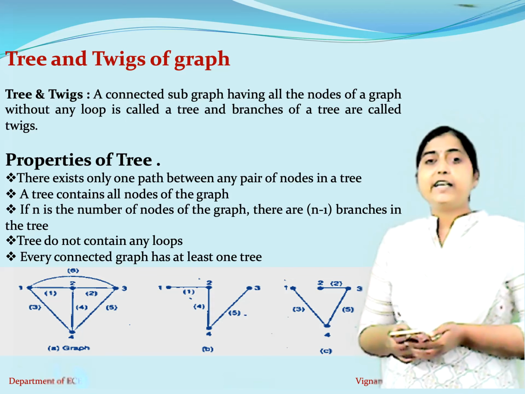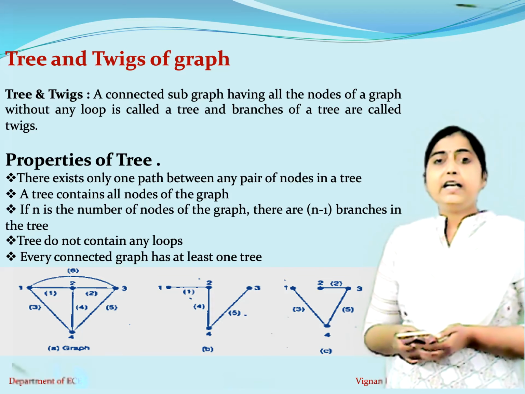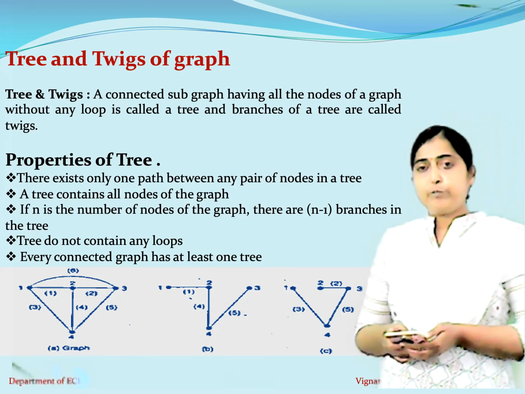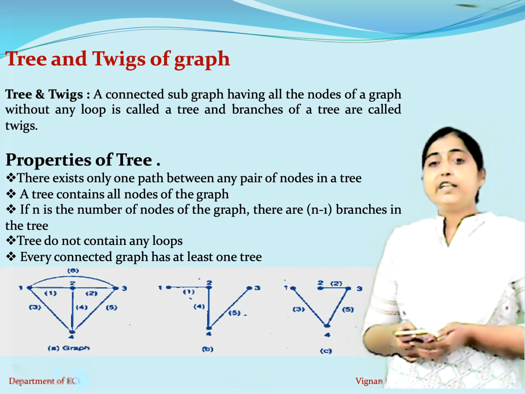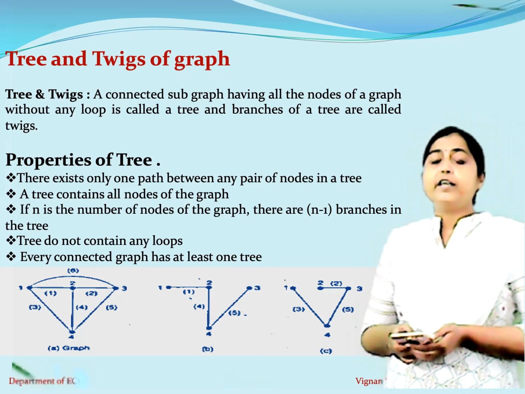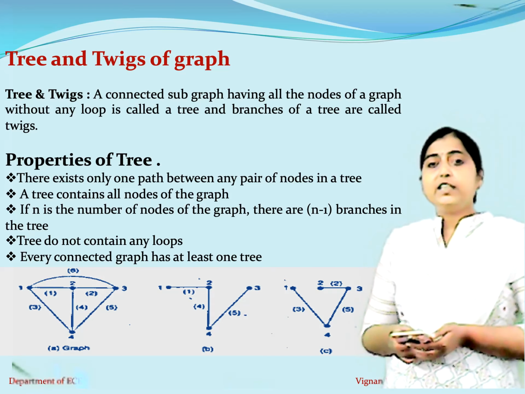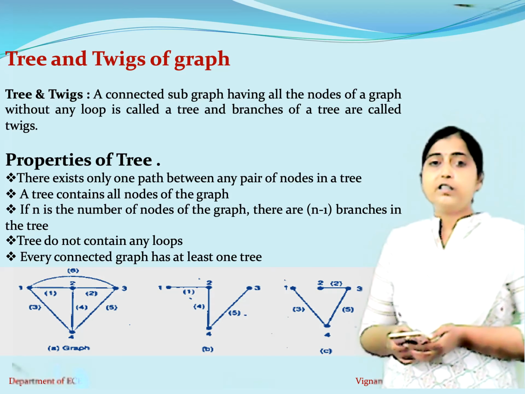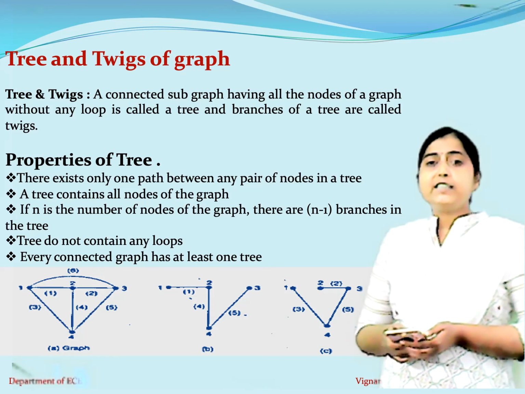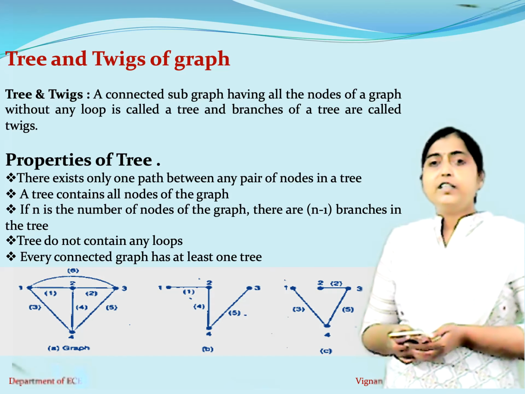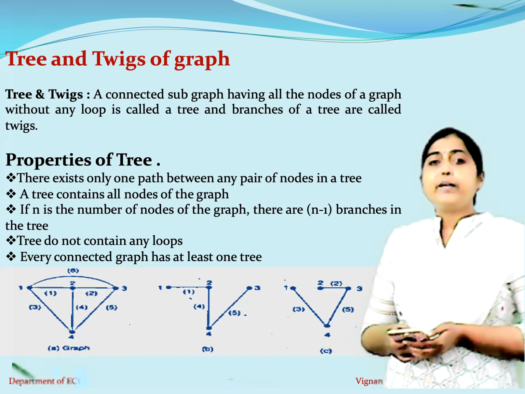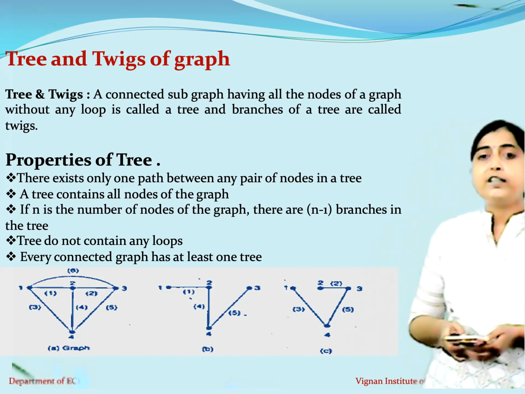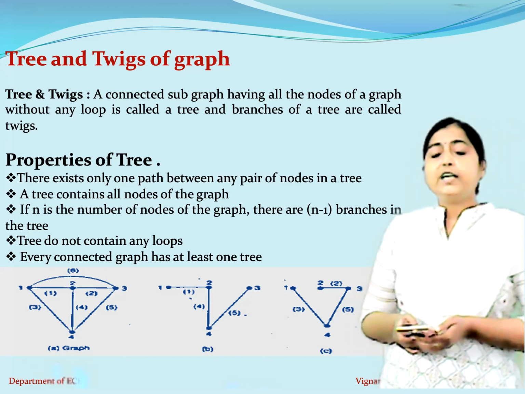Then coming to the second property of a tree. A tree contains all nodes of the graph. Remember, this is very, very important. While drawing the tree, the number of nodes should not be reduced. The number of nodes in the tree should be equal to the number of nodes present in your graph. Then, if n is the number of nodes of the graph, there are n minus 1 branches in the tree.